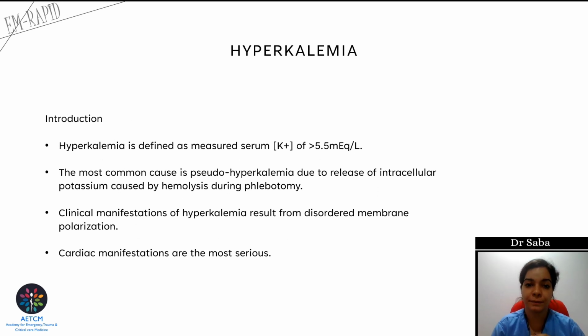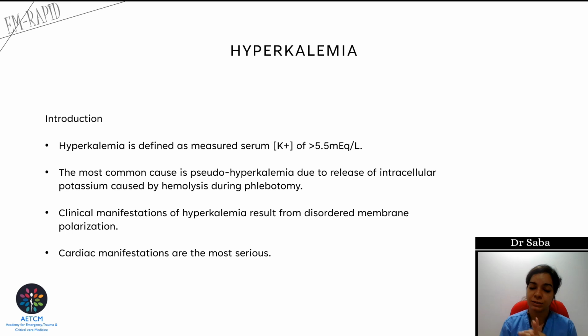Moving on to the next topic, and that is hyperkalemia. Now, hyperkalemia is defined as potassium levels of more than 5.5 milliequivalents per liter. It's the other end of the spectrum. And the most common cause of hyperkalemia is pseudo-hyperkalemia, which means that the potassium levels are falsely elevated, and it is due to release of intracellular potassium, which is caused by hemolysis. If the technique of blood withdrawing is wrong, then it will cause hemolysis, which will lead to the release of intracellular potassium, and that will be detected as a high potassium level.